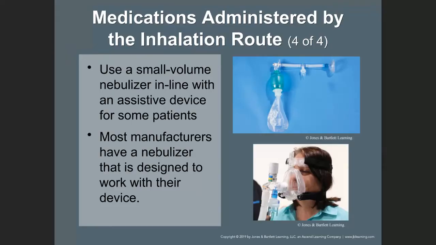Use a small volume nebulizer in line with an assistive device for some patients. Most manufacturers have a nebulizer that is designed to work with their device, and a nebulizer can be attached to a BVM. A nebulizer can be attached to a CPAP device, and you have your standard nebulizing device. So just remember that. You can nebulize a patient if you're bagging them with a BVM. You can nebulize a patient if they are wearing a CPAP device. Remember that.